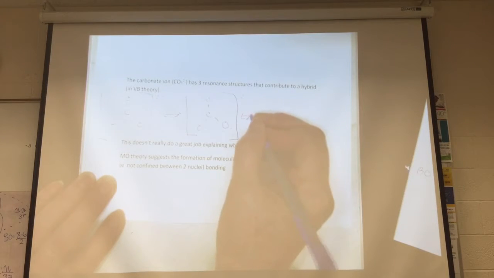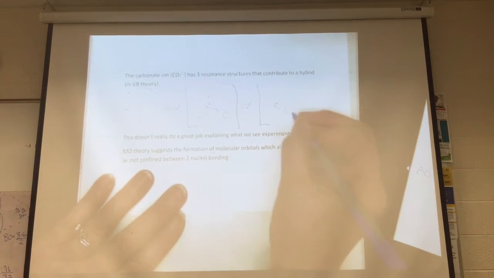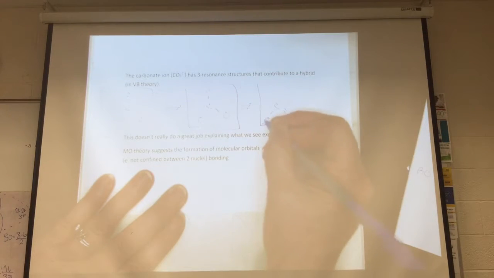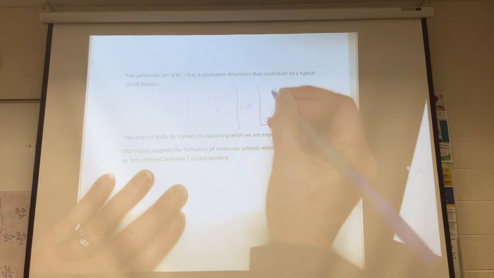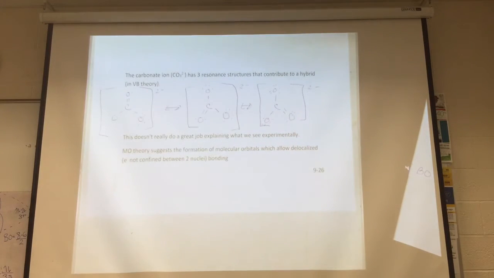And then we would go ahead anyway in valence bond theory and say, well, the carbon has a sigma and a pi bond to one oxygen and sigmas to the other, but that really doesn't explain it. It does a poor job. So in the MO theory, we suggest that we have molecular orbitals forming and we don't need any bonds.